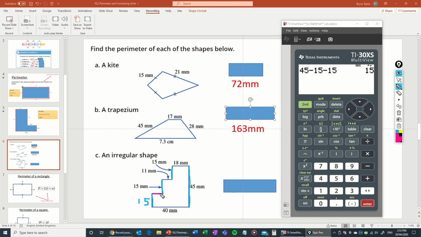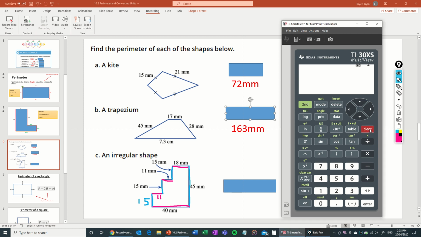Now, last one we're looking for is this one. So this is the parallel opposite side. And we've also got these other two here. So again, we'll start with the long side that we know, 40. Subtract the bits we do have. We know that's 18, so take that away. And this one is 11, take that away. We should be left with just this little one here. Okay, so we know that that one there is 11 millimeters.